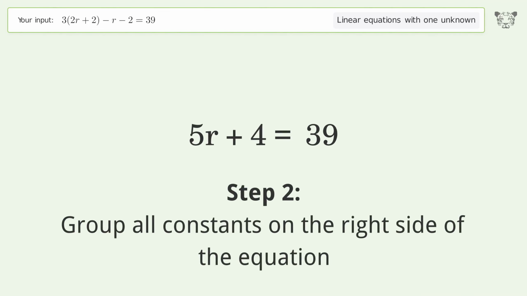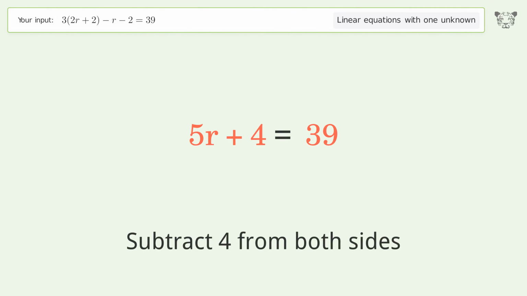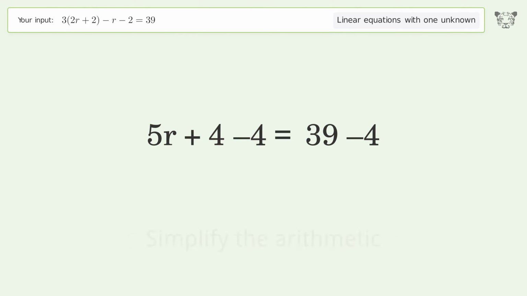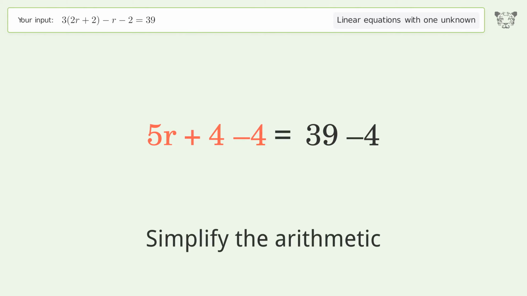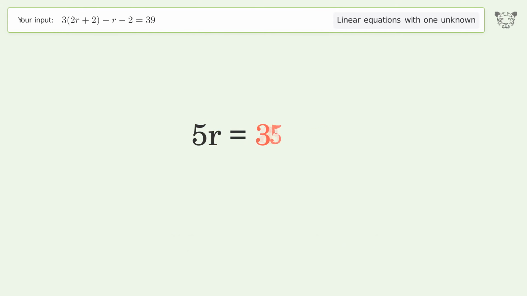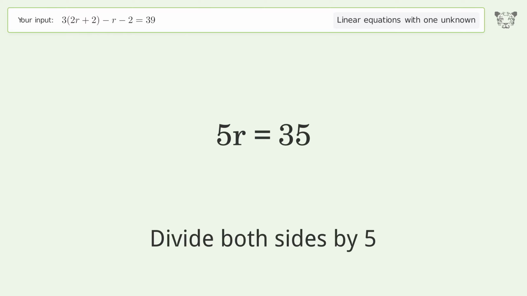Group all constants on the right side of the equation. Subtract 4 from both sides. Simplify the arithmetic. Isolate the r. Divide both sides by 5.